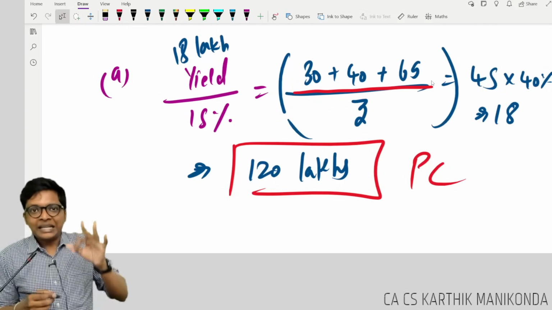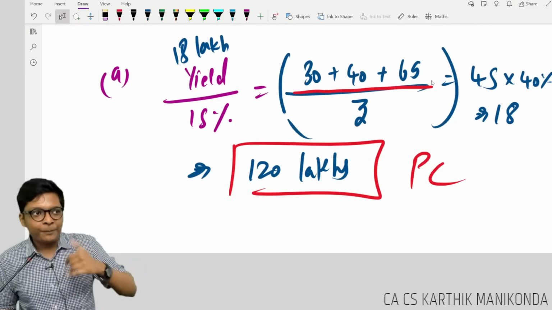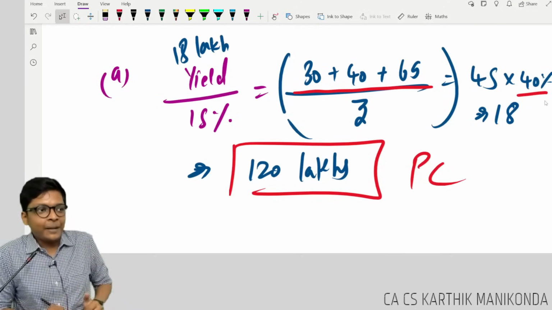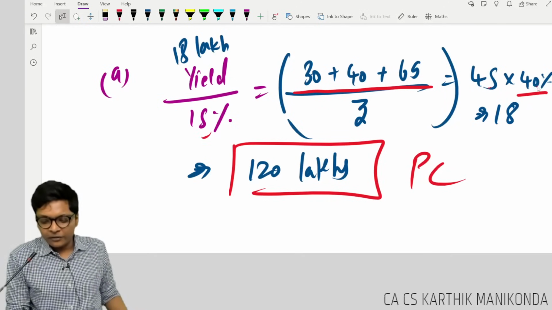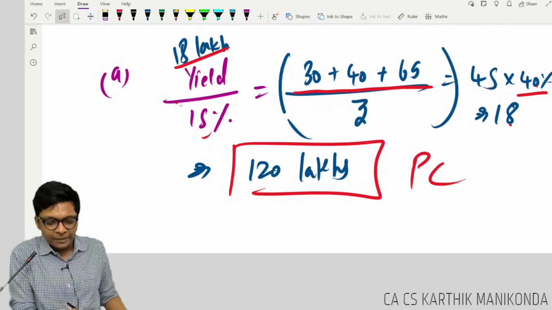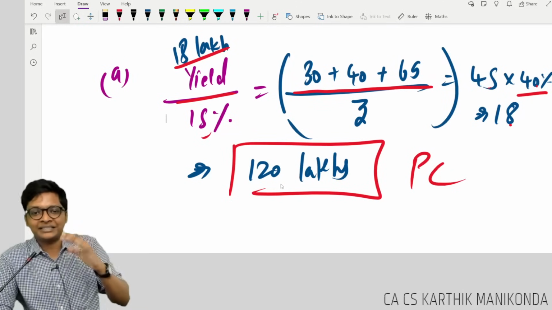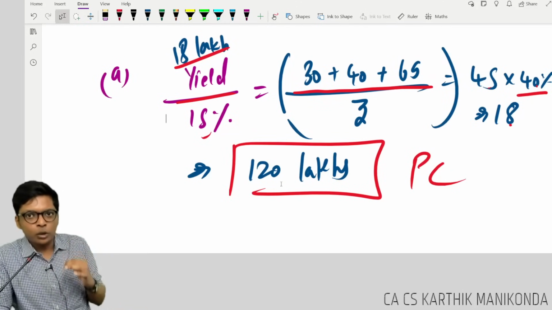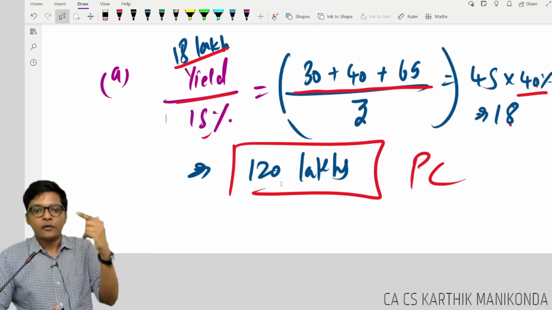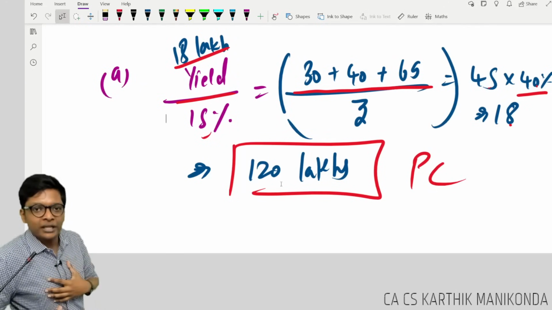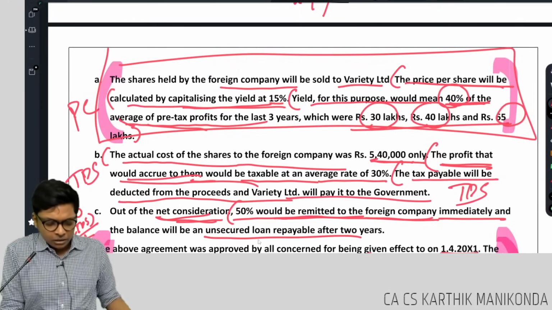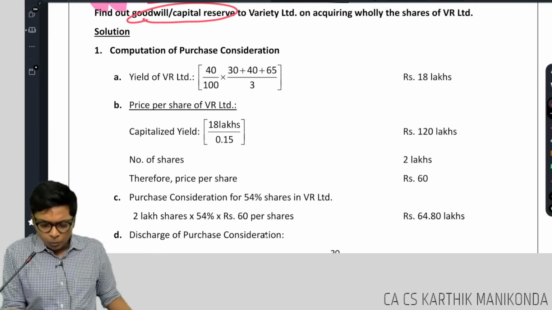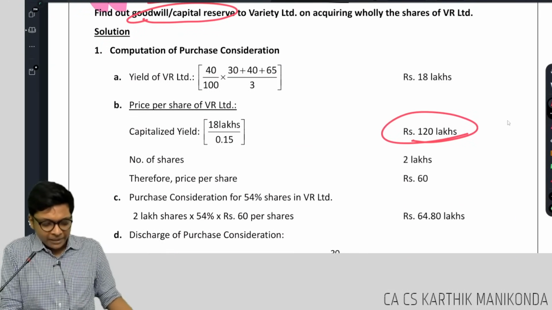They told take the average of the last 3 years, apply 40% and then capitalize at the yield of 15%. So yield is computed at 45 into 40%, 18. 18 divided by 15%, I got 120 lakhs as PC. This is what Variety will pay the foreign company. Are you following, guys? Everybody clear? Let's go check. That should be the answer. Okay, 120 lakhs is what my consideration is.